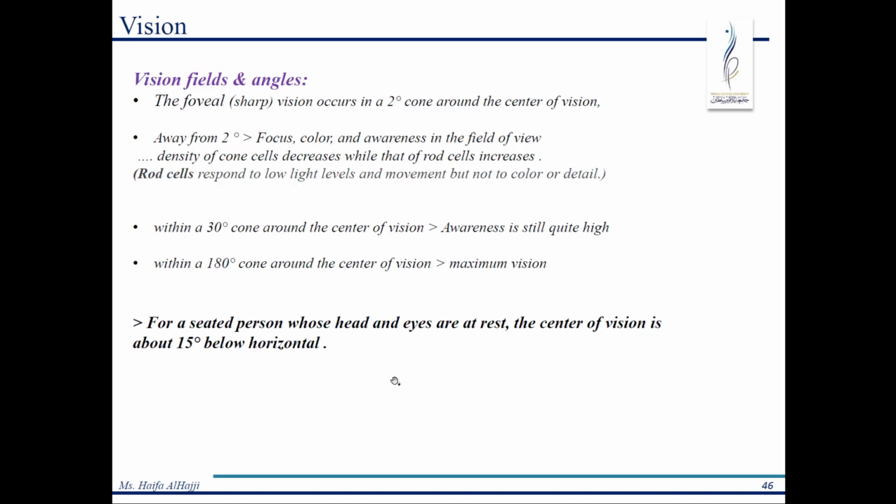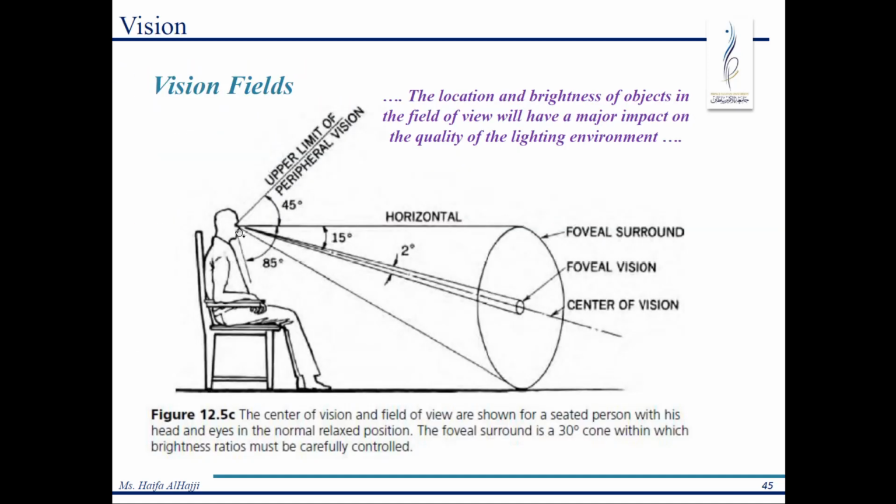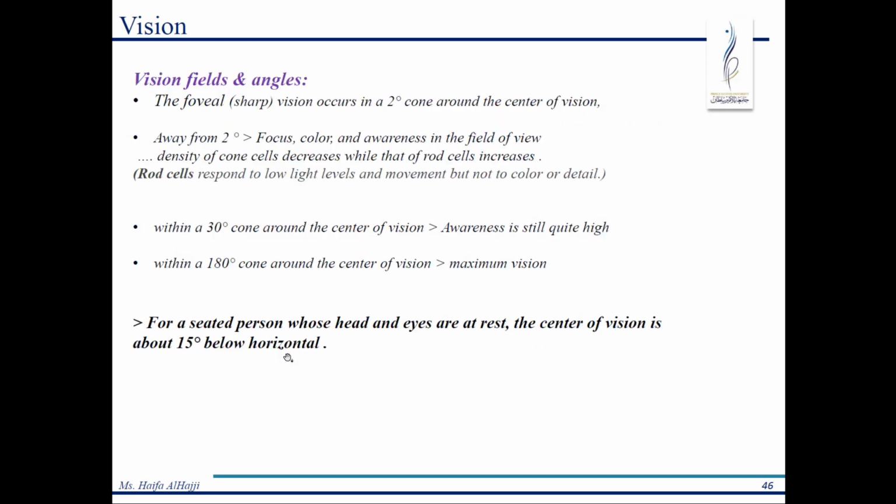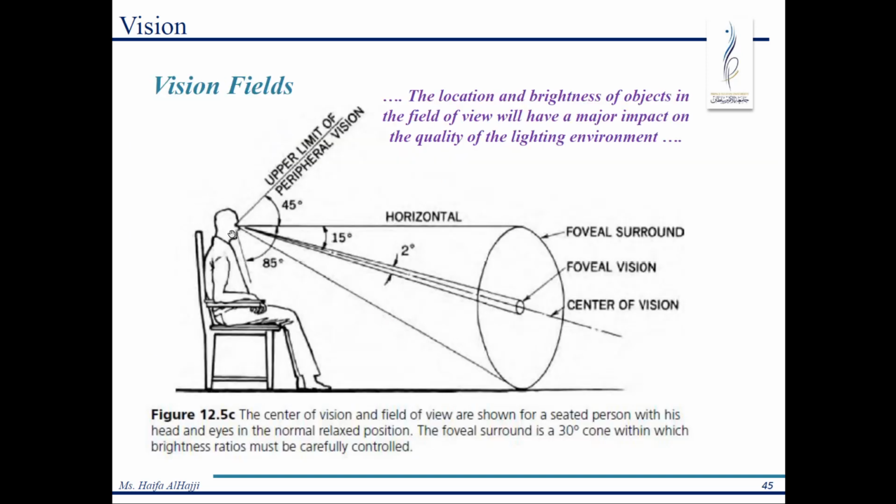Then as you go further, the maximum that you go is 180 degrees, as you can see. So this is the maximum vision. You can't see anything above this line. The upper limit of peripheral vision is 45 plus 15, it's 60. And here is 85 total.